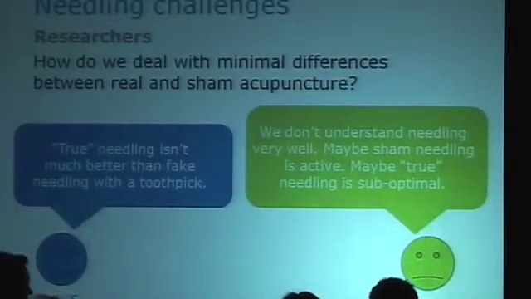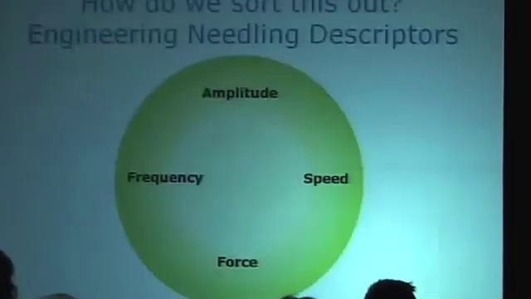Once again, from a researcher's perspective, how do we deal with this whole problem that we've talked a lot about, the minimal differences between real and sham acupuncture? And some person might say, well, true needling isn't much better than fake needling with a toothpick. And a frustrated researcher would have to admit, well, we don't really understand needling that well. Maybe sham needling is active. Maybe true needling is suboptimal. How do we know if we're not really measuring what's going on, or if we don't really understand it?